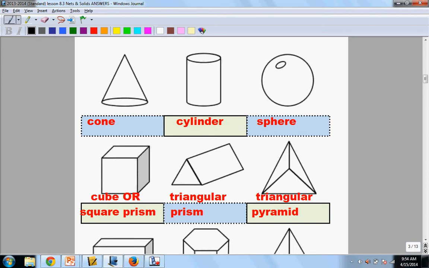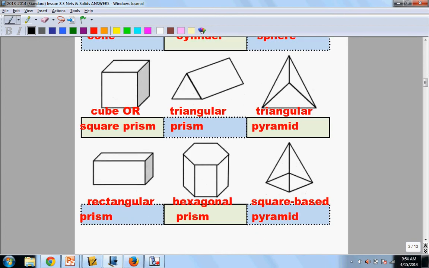Guys, prisms and pyramids, you can't just say prism and pyramid. Is it a triangular prism? Is it a hexagonal prism? A pentagonal prism? A dodecagon prism? Is it a triangle-based pyramid? A square-based pyramid? Okay, so fix the ones. The ones people were missing was the fact that this is a square-based versus triangular prism and pyramid.